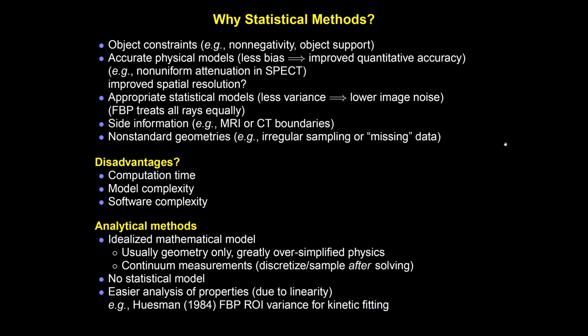The traditional FBP is purely based on mathematics, so there are quite some underlying assumptions. And when you violate these assumptions, you get very severe artifacts. Iterative reconstruction is more flexible in this sense, that even for irregular samples or missing data, it can still give you quite a good result. But the disadvantages are computational time, model complexity, and software complexity. Over time, because of improvements in the computing industry, this has become a very, very small problem.